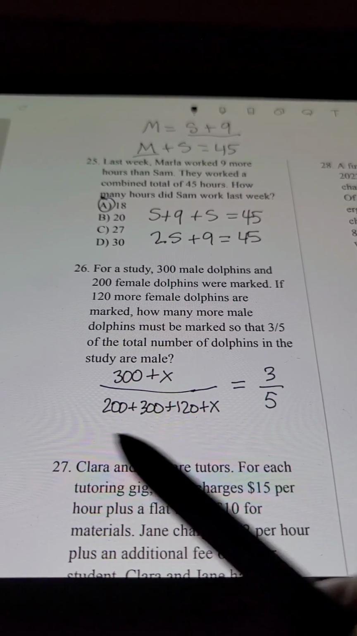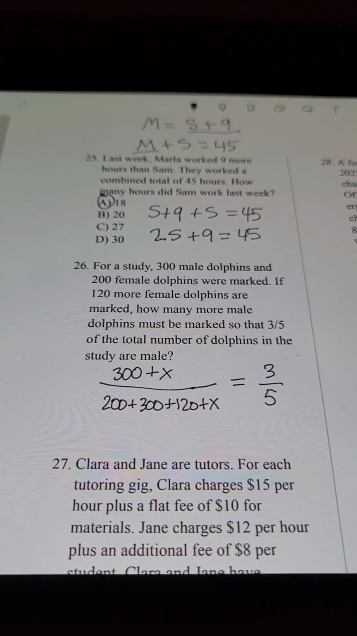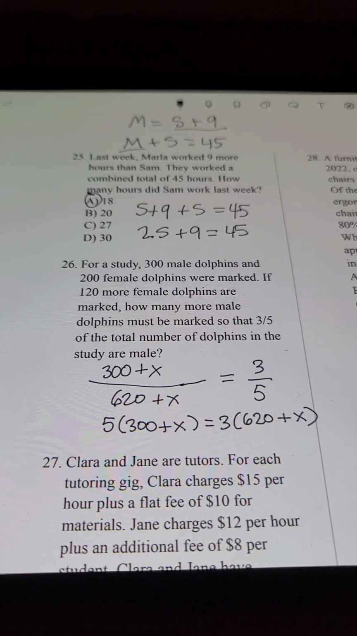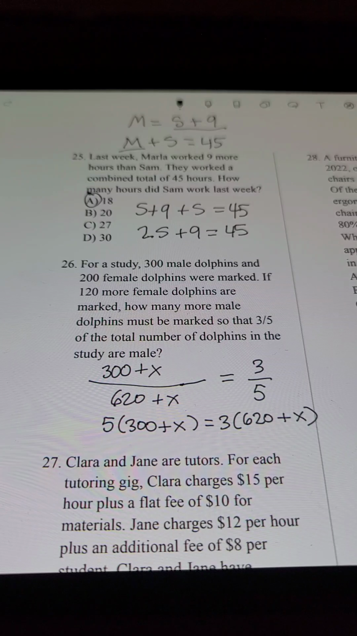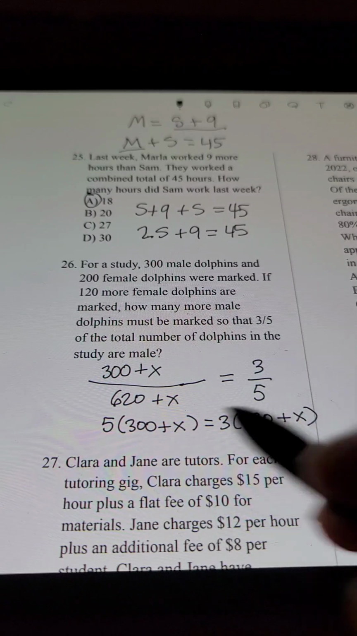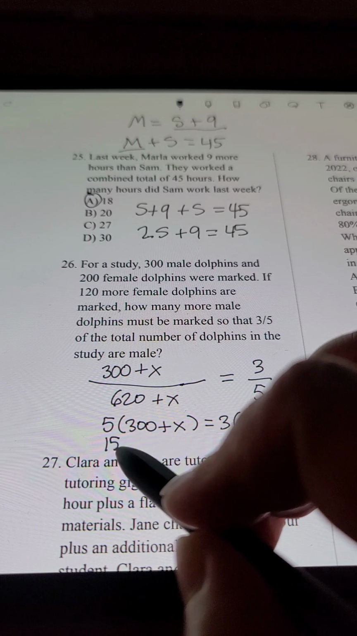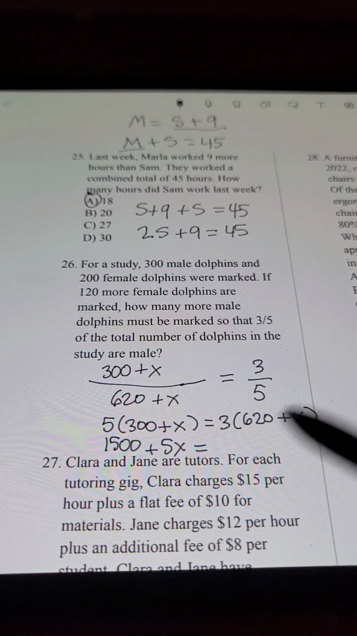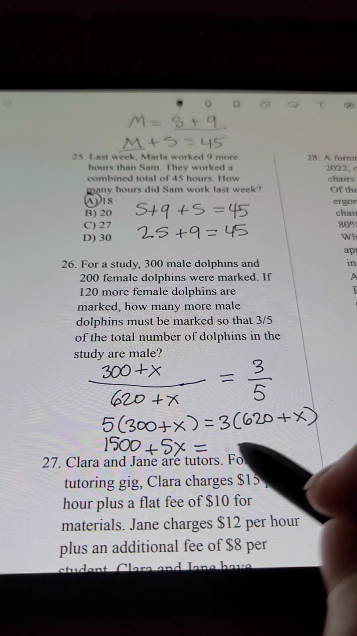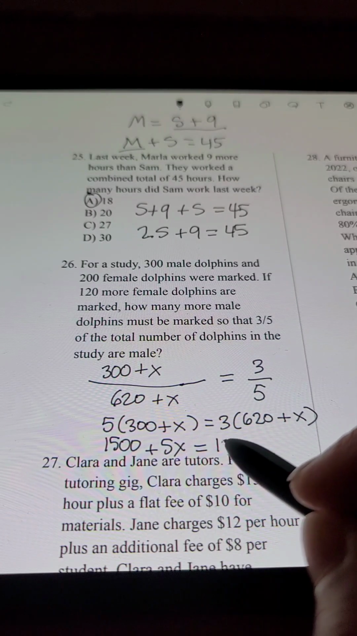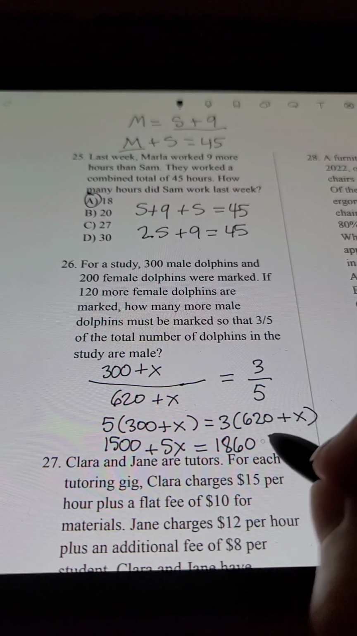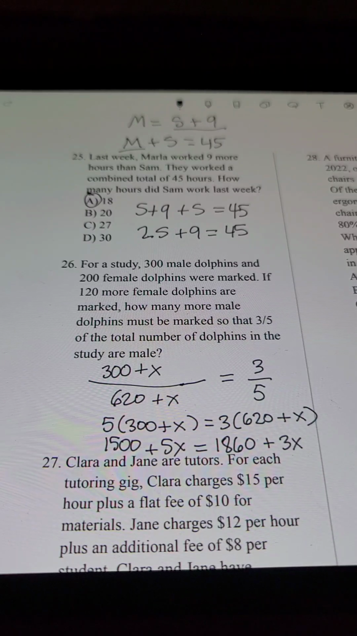So we're just going to cross multiply now. And well, actually we should probably simplify this first before we cross multiply. So let's do that. So that's what we get. Now let's cross multiply. So when you cross multiply, this is what you get. And now we're going to distribute the 5. So we're going to get 5 times 300 is 1500 plus 5 times x, which is 5x, is equal to, now we're going to do 3 times 620. So that's going to be 1860. And then we're going to have plus 3 times x, so plus 3x.